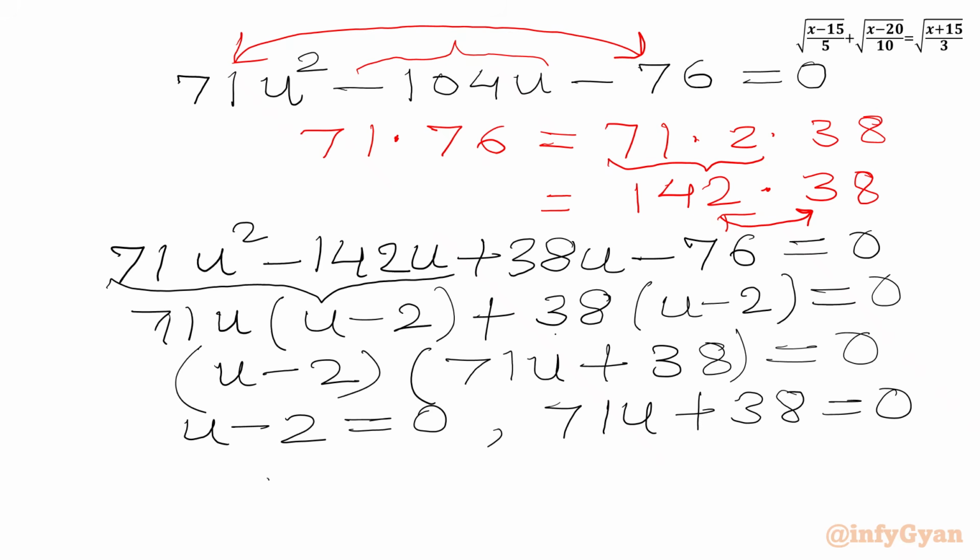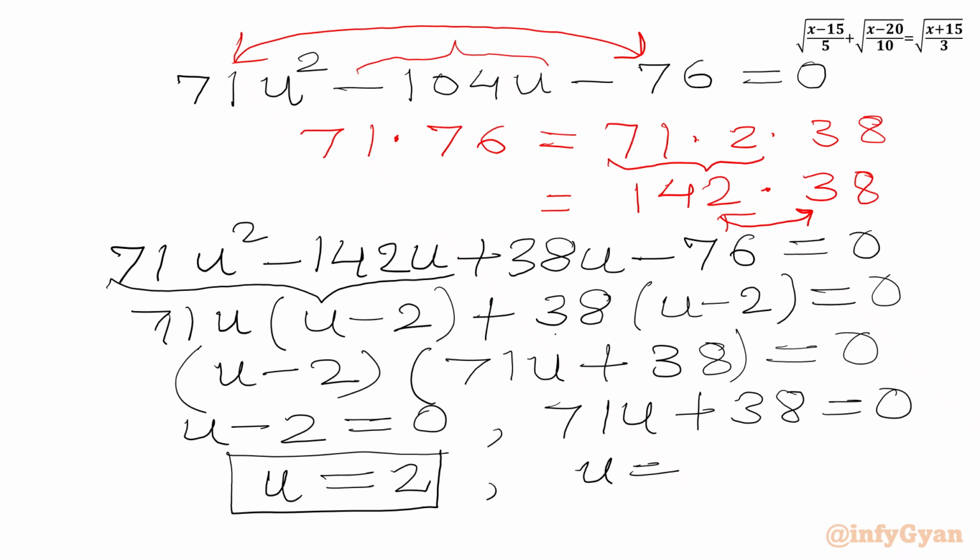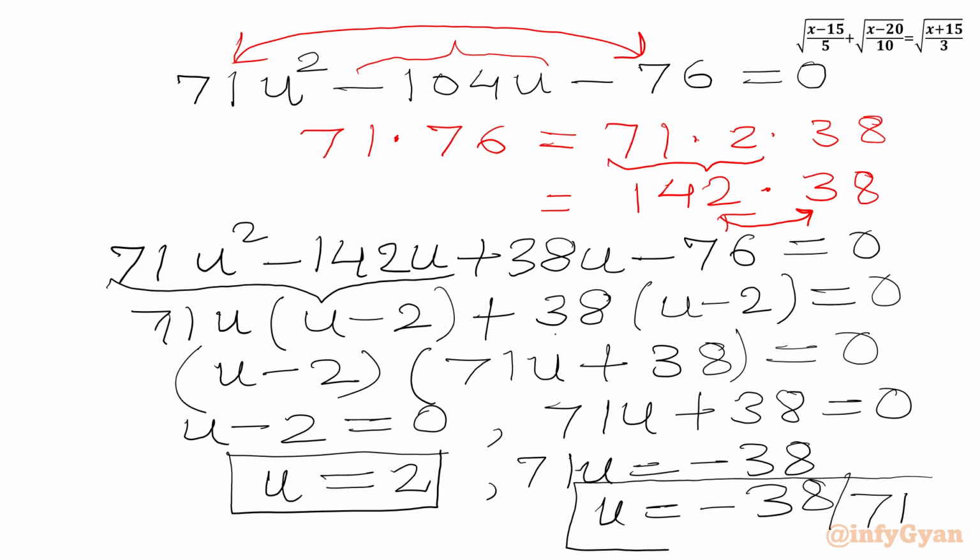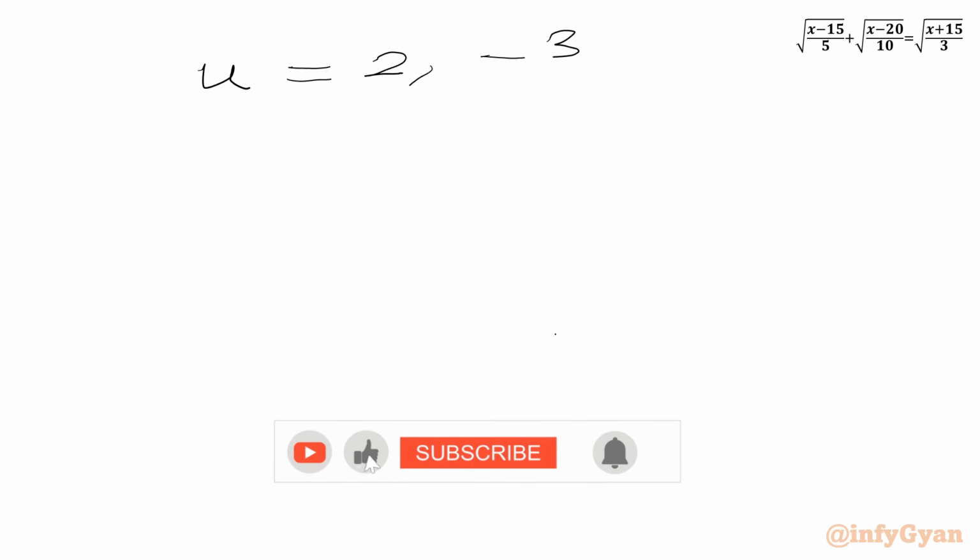So from the first equation, we can write u equal to 2. And from the second equation, we will get 71u equal to minus 38. After dividing both sides by 71, we will get u equal to minus 38 over 71. So we have two values of u, minus 38 over 71 and 2. So we will write here 2 and minus 38 over 71.